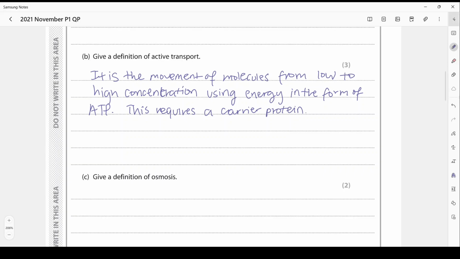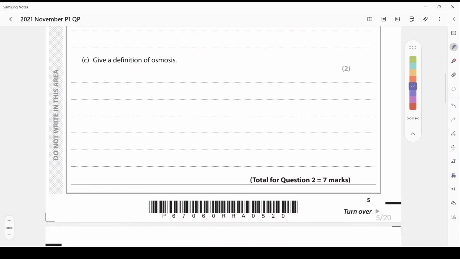So let's go over the marks. We've got movement of molecules from low to high, that's 1 mark. Using energy, that's the 2nd mark. ATP is the 3rd mark. And making reference to the carrier protein, that's the 4th mark. Okay, let's move on to part C. Give a definition of osmosis.